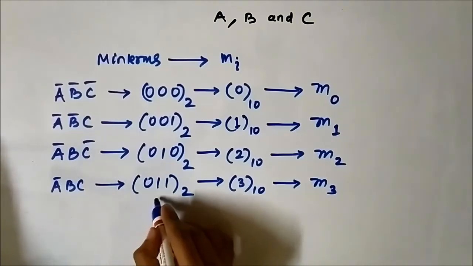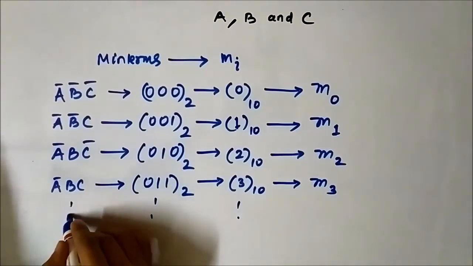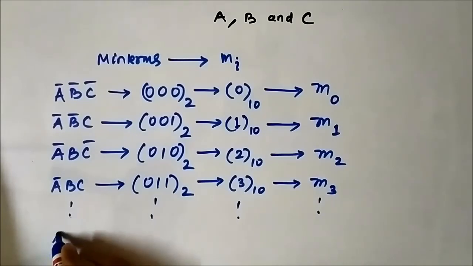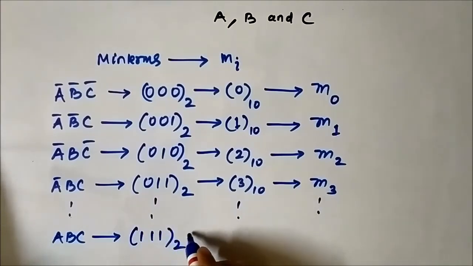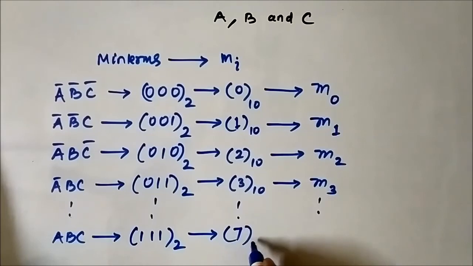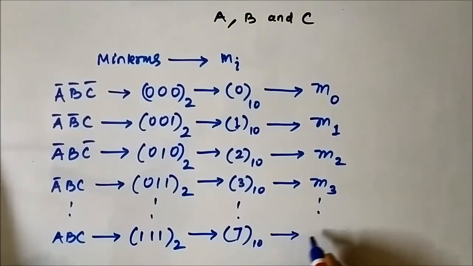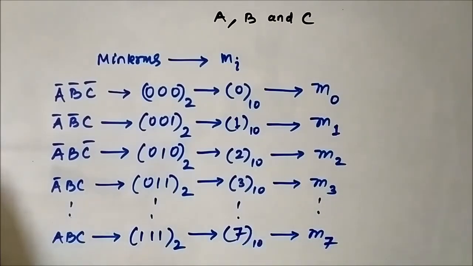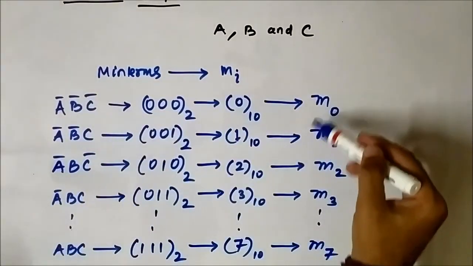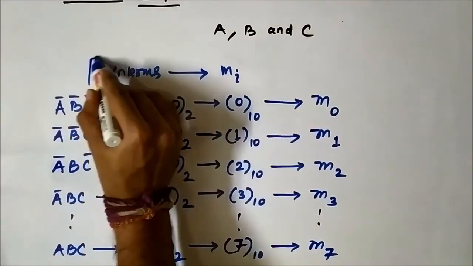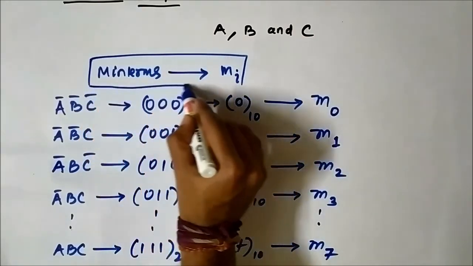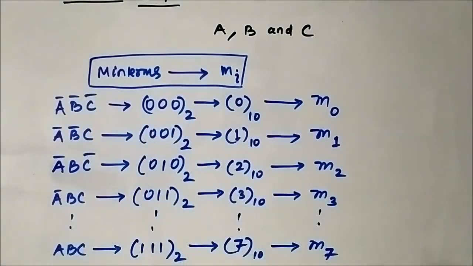And similarly, if we keep on going downward and continue up to A, B, C, this will be 1, 1, 1 in binary. This will be decimal 7. This will be small m subscript 7. Okay. This is the way the small m subscript i means minterms. They are represented by this symbol.